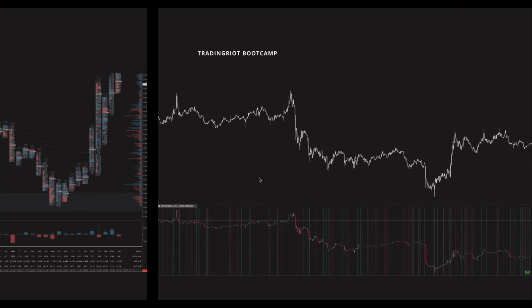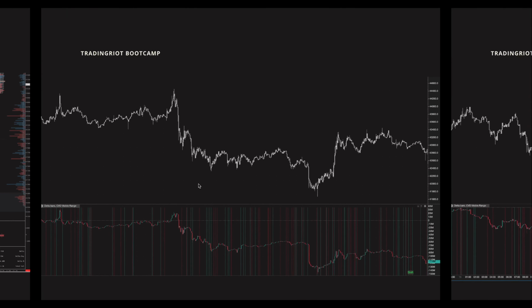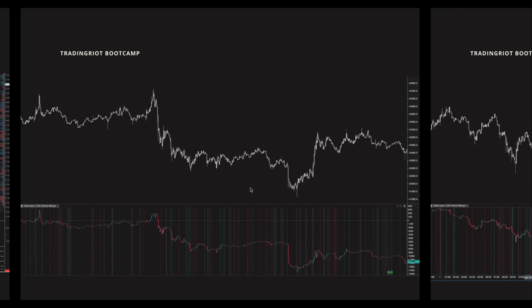Okay, some of the intraday examples. This is an intraday chart for BTC. I didn't mark anything here, so let's take a look.